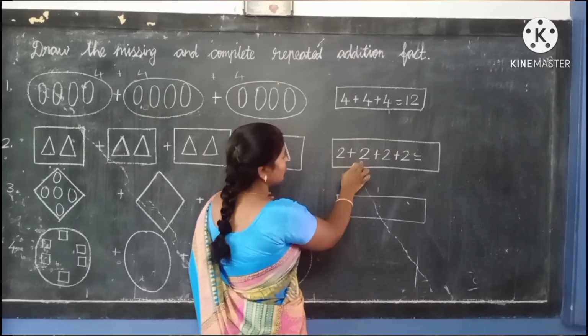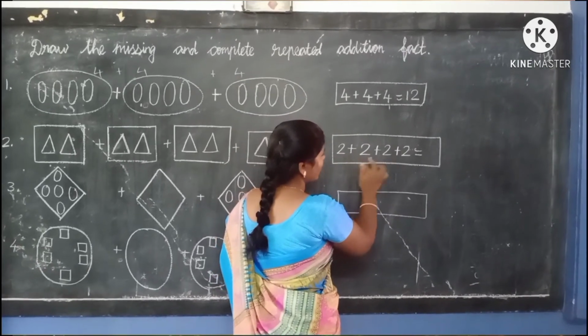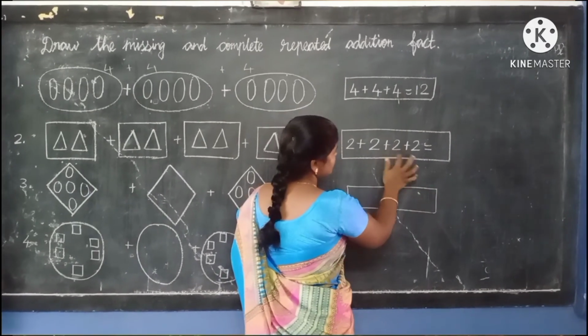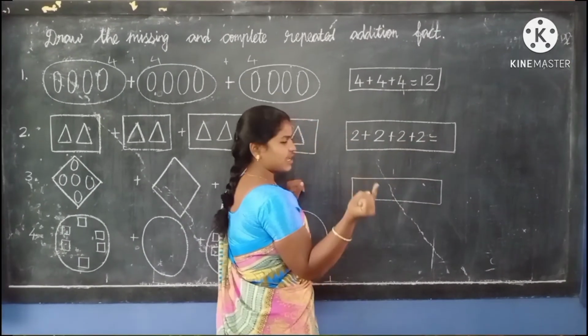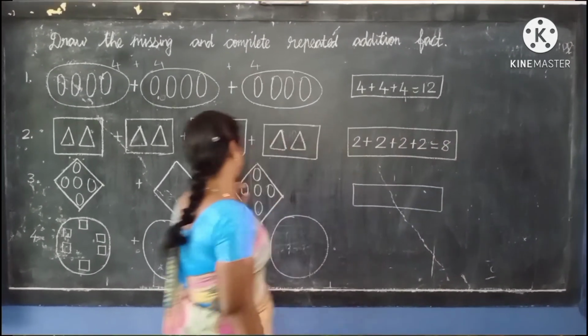2 plus 2, 3, 4. 2 plus 2, 4. Again 4 plus 2, 5, 6. 6 plus 2, 7, 8. So here 8 triangles.